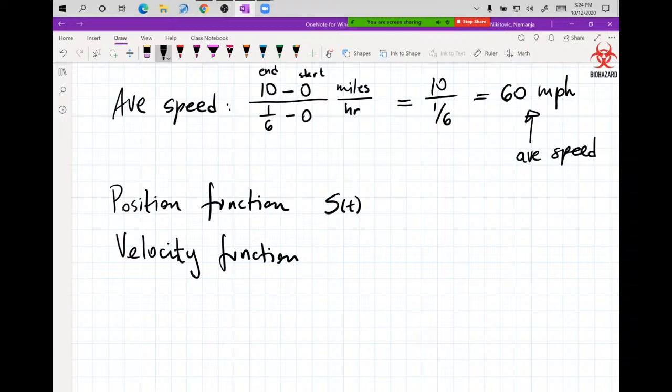Which is the derivative of the position function, so ds/dt. And you can quickly see that if your position, which is how far you go from your origin point where you started your journey, is measured in miles, and now you have it divided by time, that's miles per hour. That's your good old miles per hour, which is the speed.